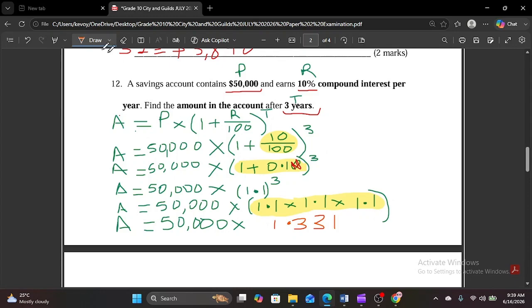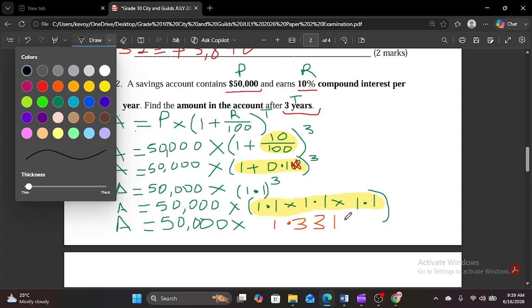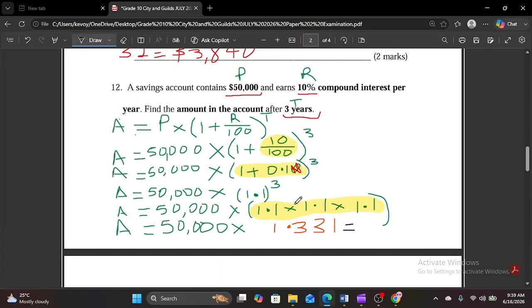And that's going to be equal to, if I multiply it by the 50,000, I'm going to get my total to be equal to, so 50,000 times 1.331 is going to be equal to 66,550 dollars. That's going to be my total amount. All right.